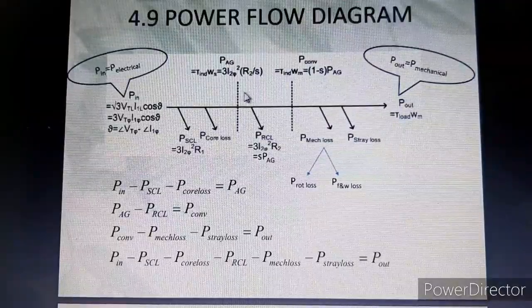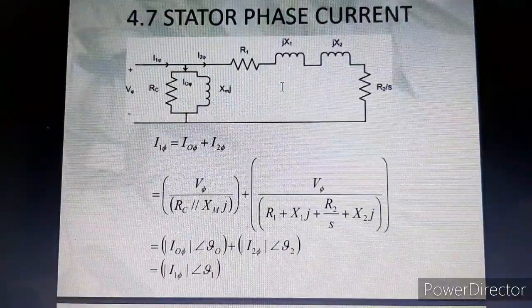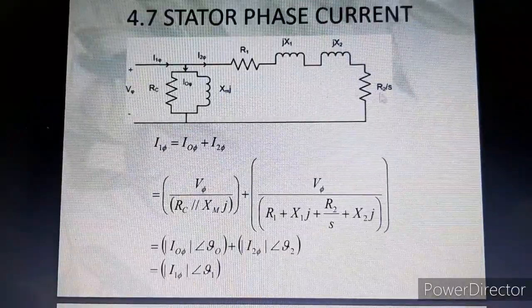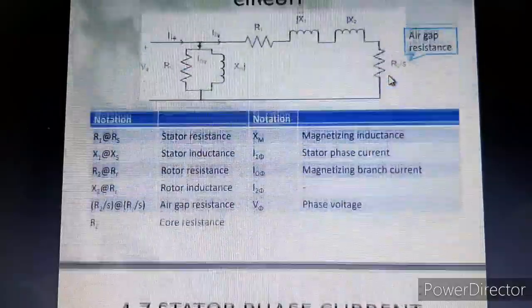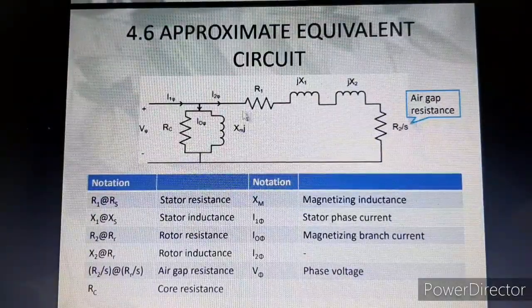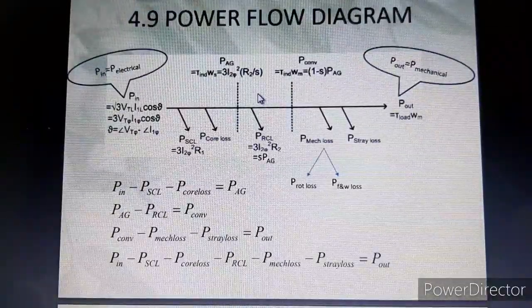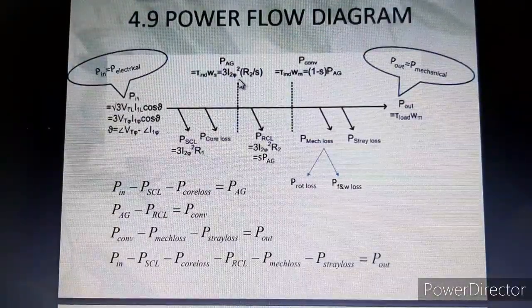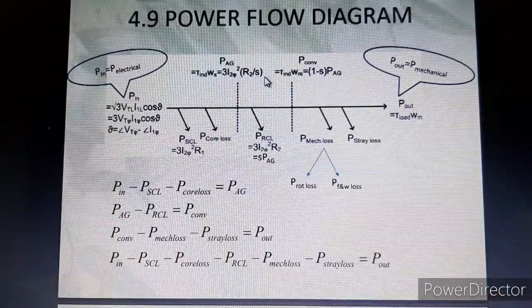Okay, what else? Okay, P air gap. From the equivalent circuit, this is the air gap resistance. So the current that flows through the air gap is I2 phase as well. So we can say that the formula for air gap power is equal to 3 I2 phase squared times R2 over S.